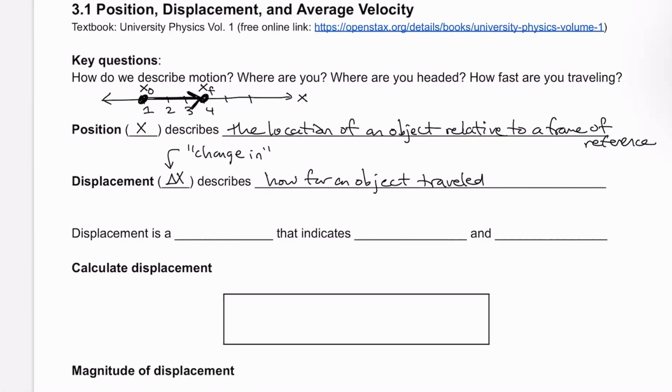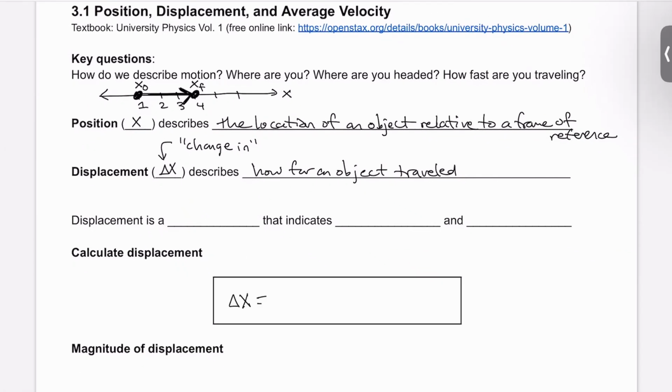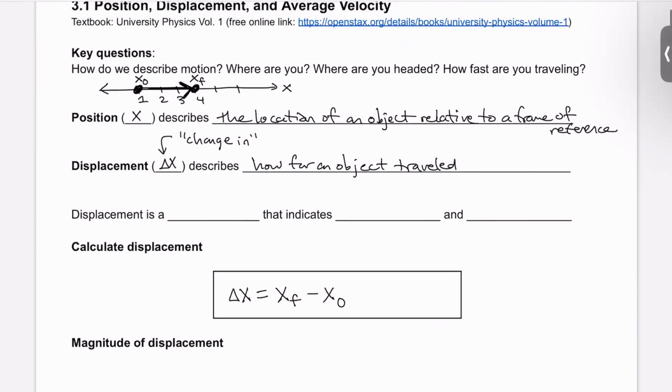And so displacement would equal change in x is the final position minus the initial position. And so for our example up here, we would use 4 minus 1 and say that our object has a displacement of 3 meters. And one more important thing to note is that displacement is a vector, which basically means it indicates both magnitude and direction.